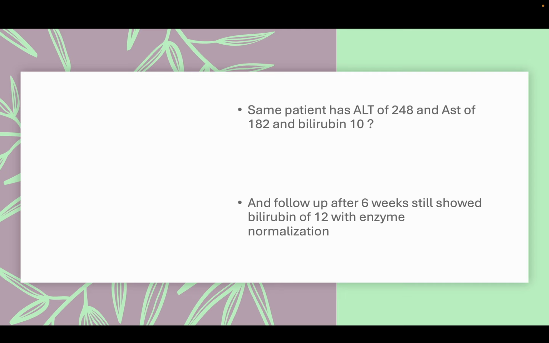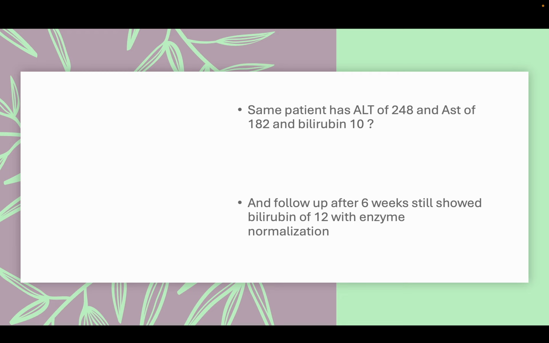After 6 weeks, enzymes are all normal. ALT is normal, AST is normal, and everything is normal. But bilirubin is still elevated. What do you tell the patient? Still bilirubin is 12. So this is how viral hepatitis is generally interpreted: initially enzymes will be elevated, ALT and AST will be elevated, some bilirubin elevation will be there, and generally ALP won't be significantly elevated.